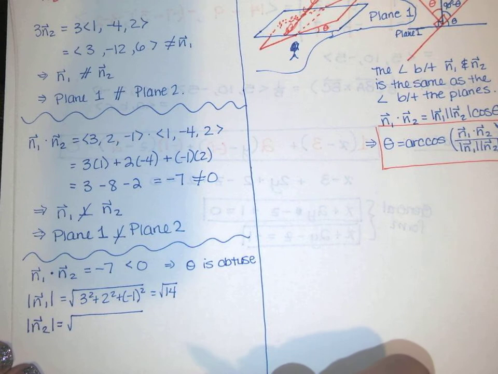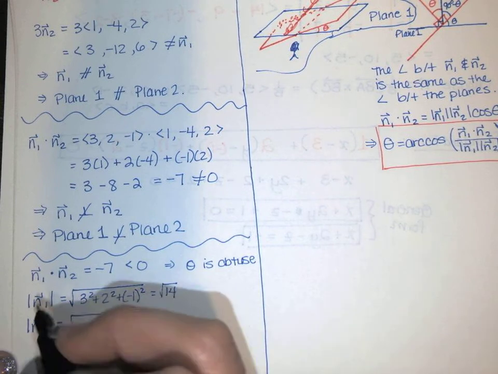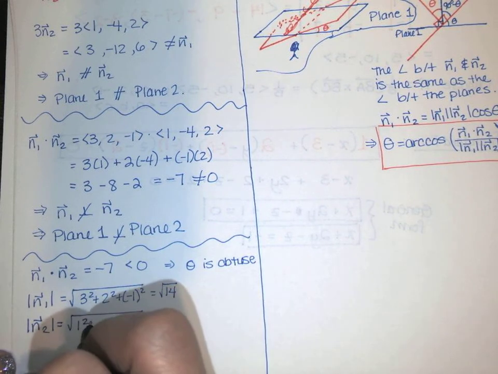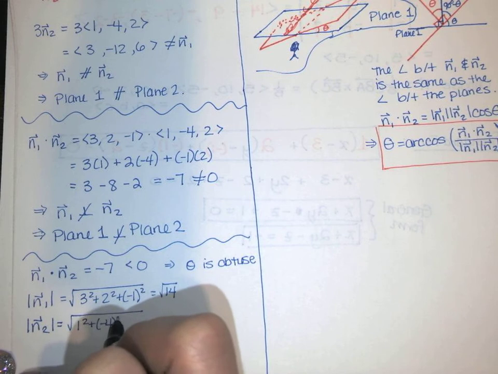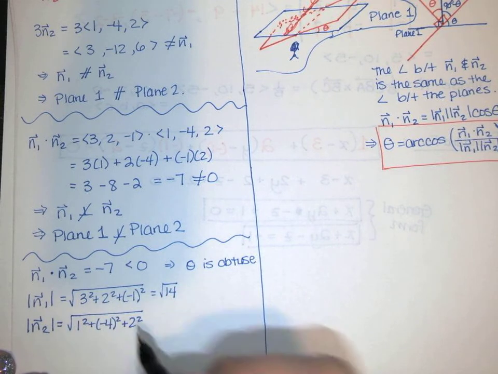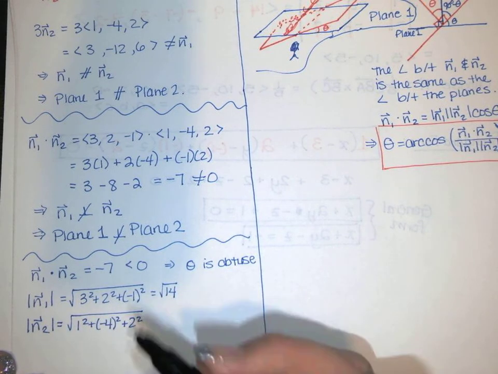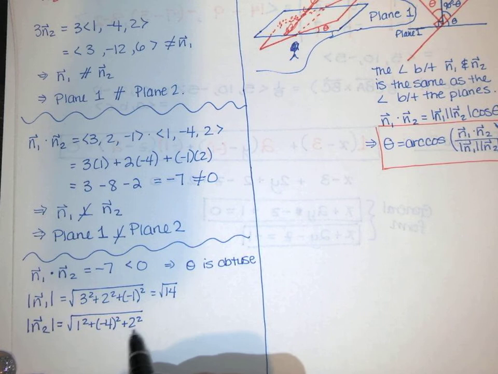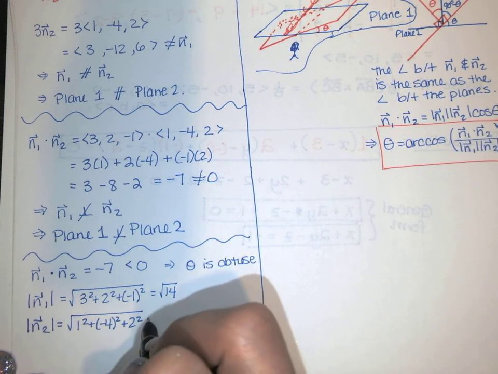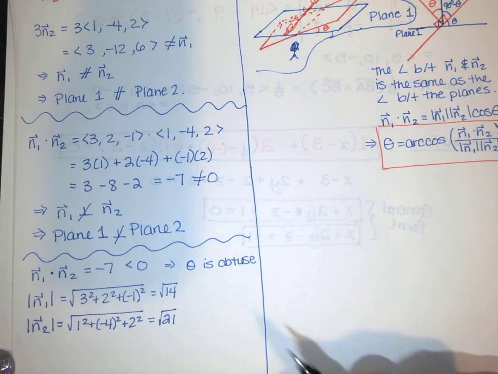Do the same thing with the components of n2. We're going to square them, add them, and take the square root. That's 16 plus 4 is 20. 20 plus 1 is 21. The square root of 21.